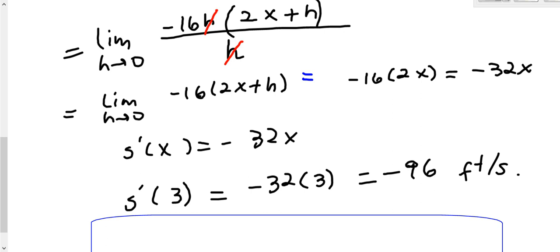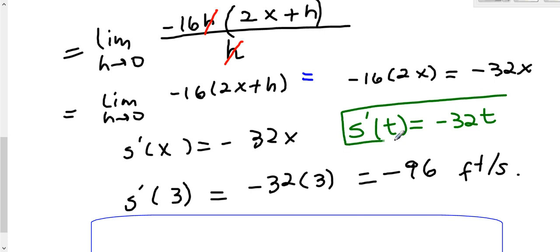And if we write it back in the original variable, the time variable, the derivative is negative 32t. So you get the derivative once and for all. And then if I say, what is the derivative at 3? Plug in a 3. Derivative at 2? Plug in a 2. At 1? Plug in a 1. So you can get all of those other values instantly, whereas with the other approach, you had to create a new table.